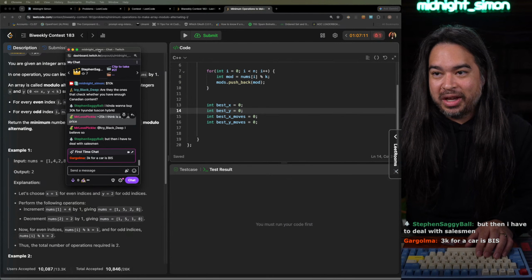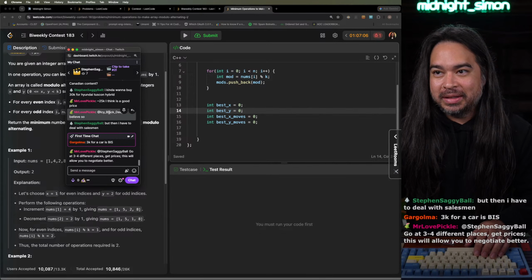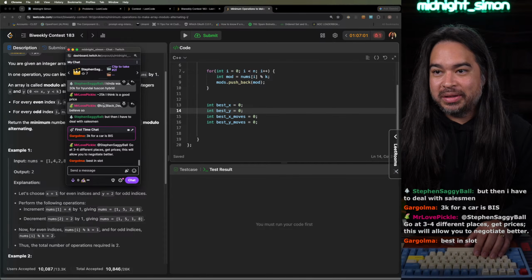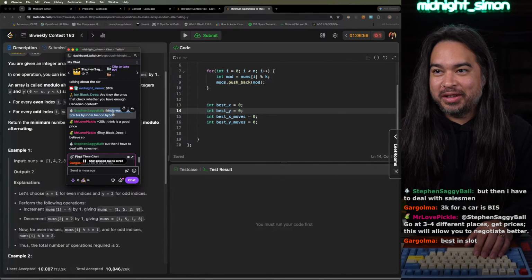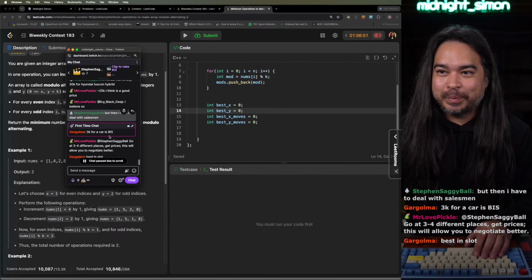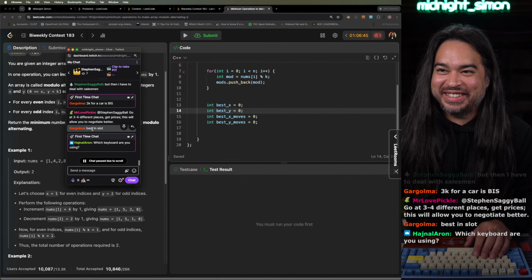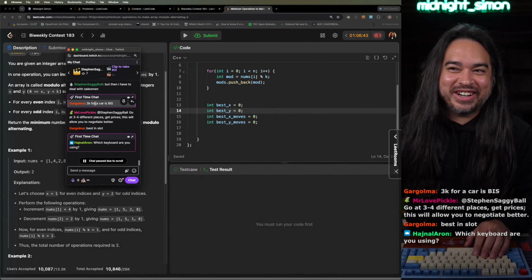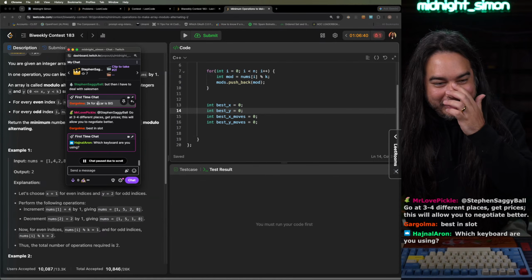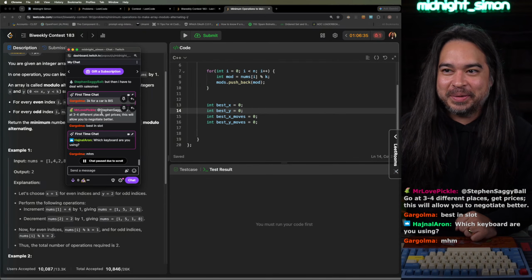Gargolma, what's happening? 3K for a car is BIS. I don't know what BIS means. Then I have to deal with salesmen. What do you mean you gotta deal with them, man? You just go tell them you wanna buy this and buy it. Best in slot, yeah. I think 3K for a car is the answer, man. Or maybe up to 5K, I'd say, for a car.